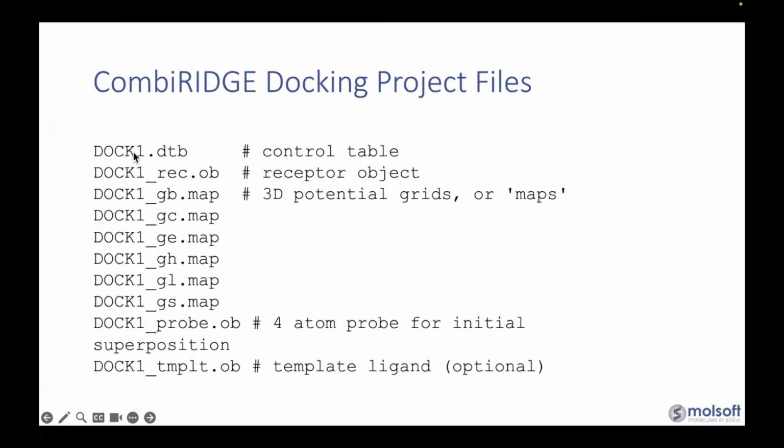It will generate a number of different files. In this example I called the project doc1, but in our example it's called mydoc_fs3k. These are the files you need for the CombiRIDGE. So we have the docking maps, a template can be used, receptor objects. You can also use multiple receptor conformations as well, which we'll talk about in a minute. But these are the files you need to run CombiRIDGE.